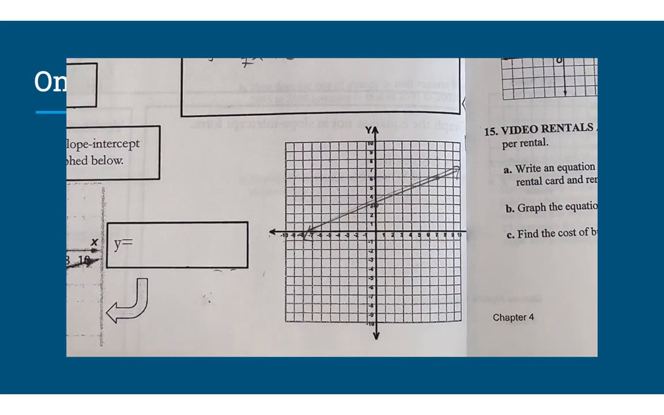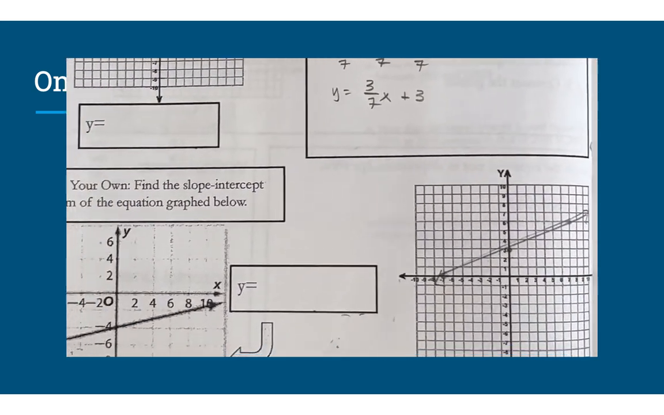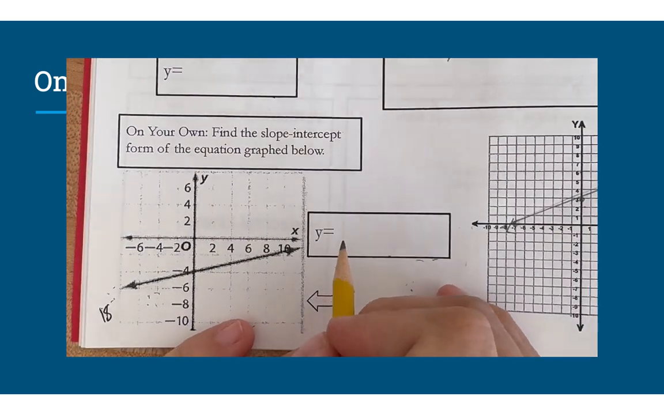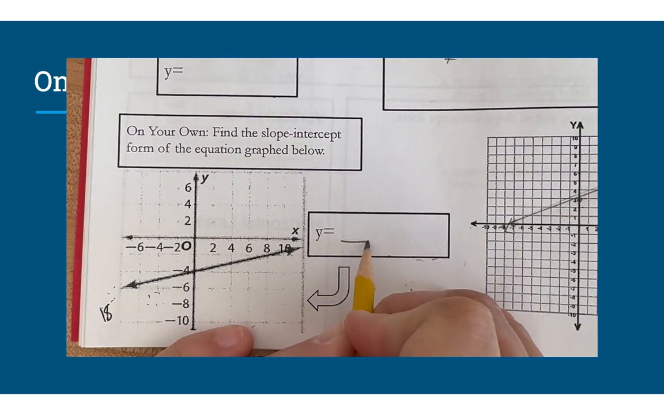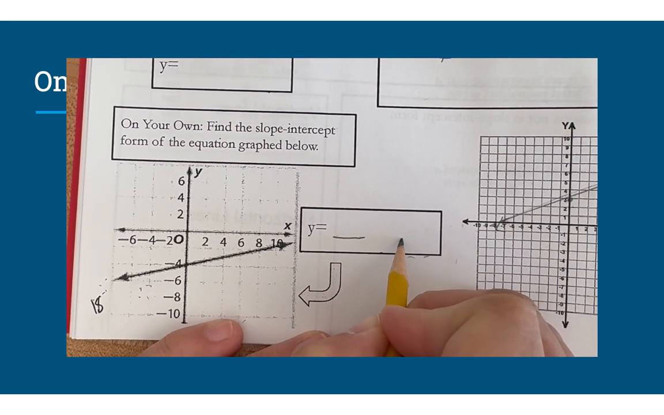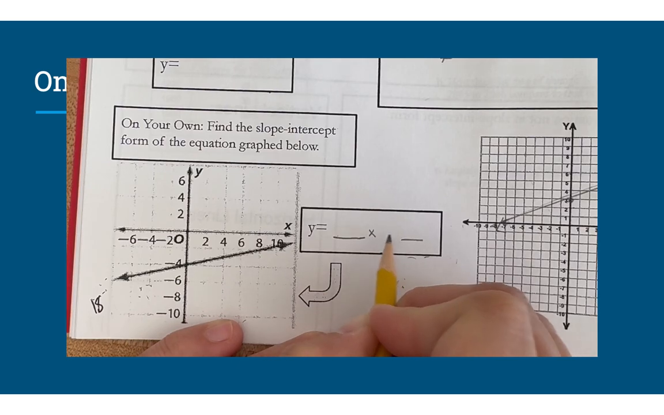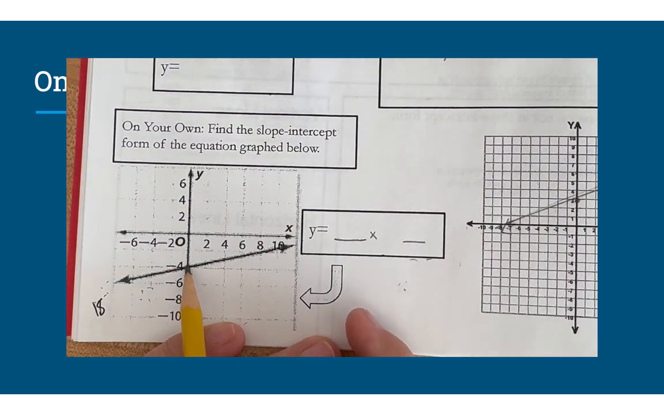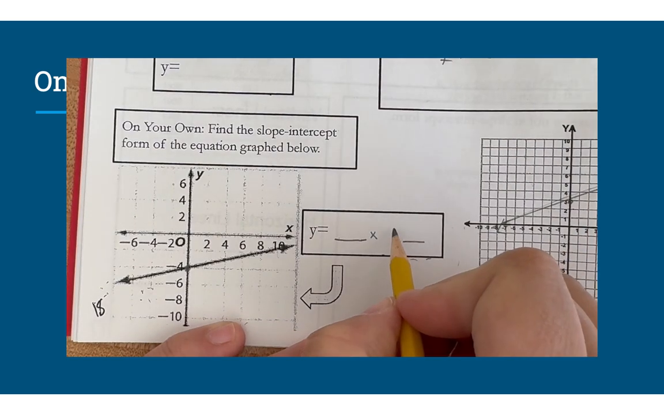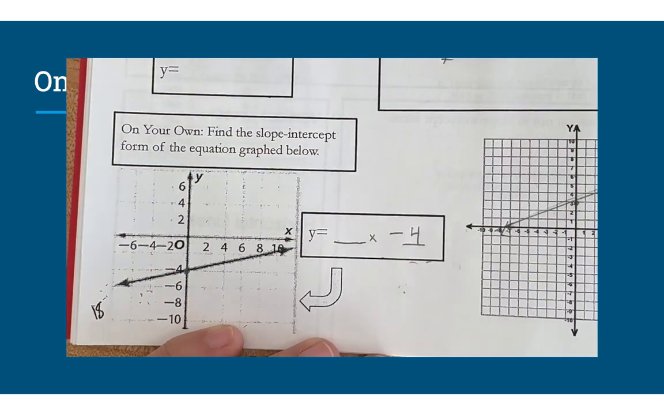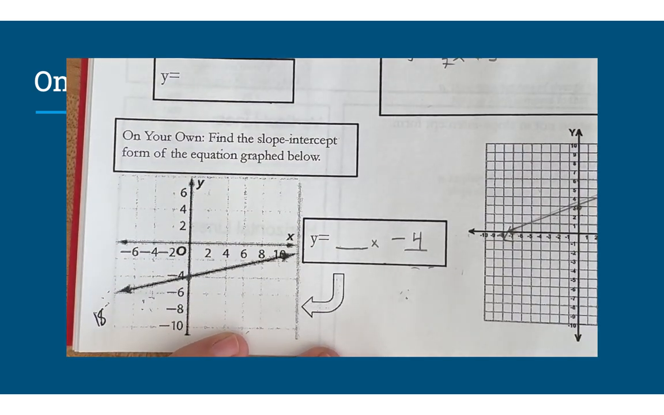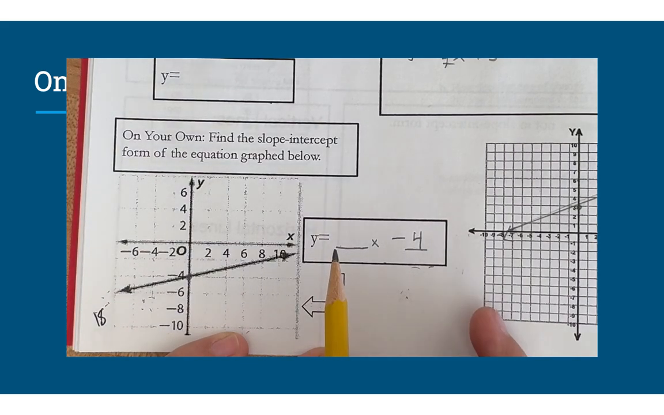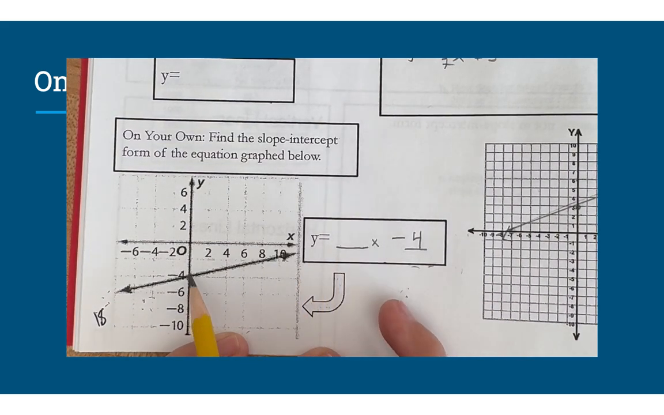The last on your own question, find the slope-intercept form of the equation graphed below. So I know I need 2 pieces. I need this value and this value. There's going to be an x here. It's either going to be plus or minus something. So I start with my y-intercept. My y-intercept is -4, so -4. You could also write plus -4, but -4 works as well. You can then go ahead and find the slope.